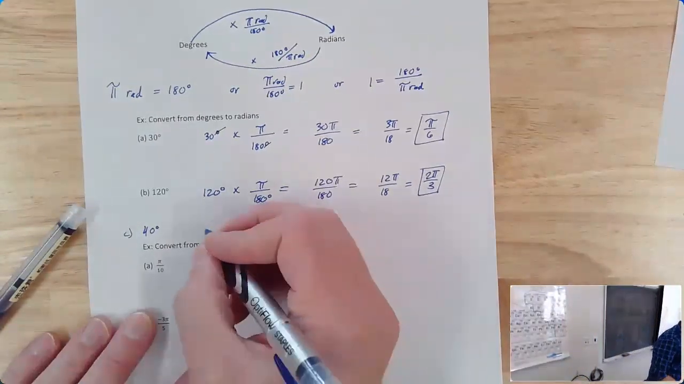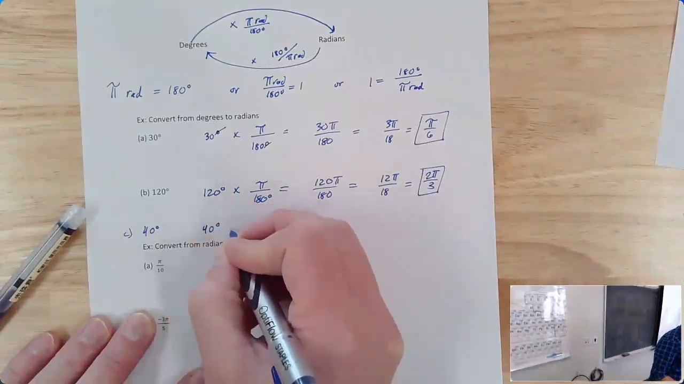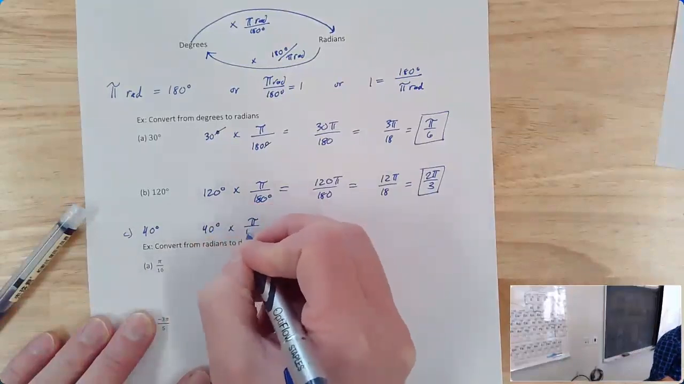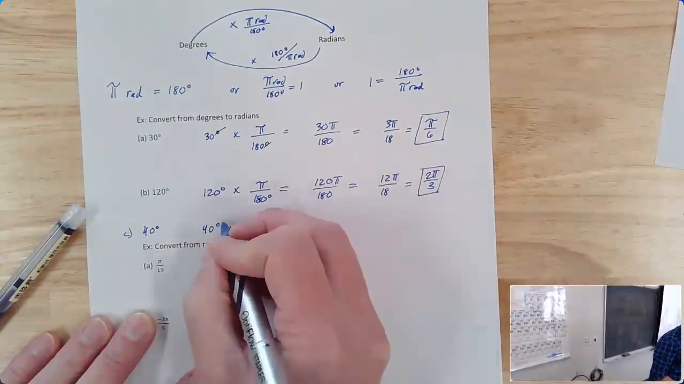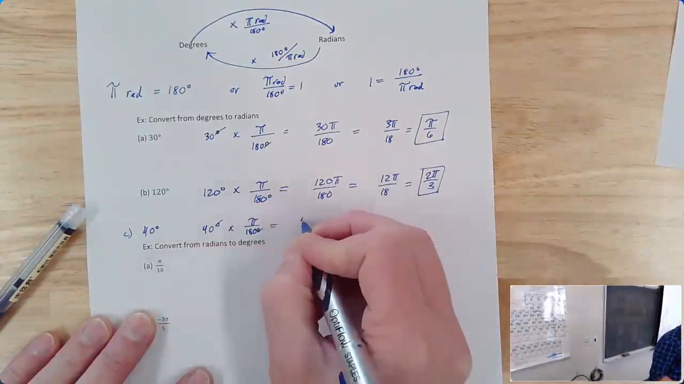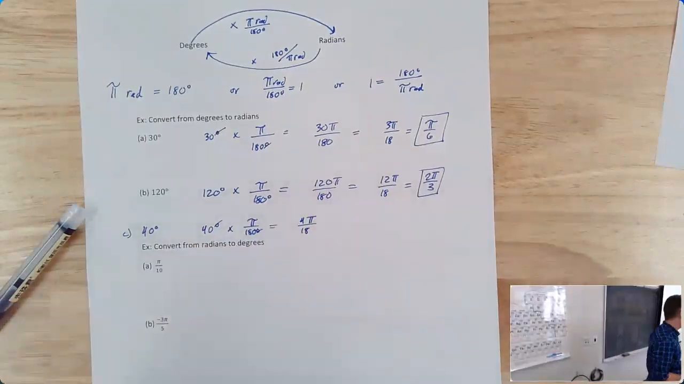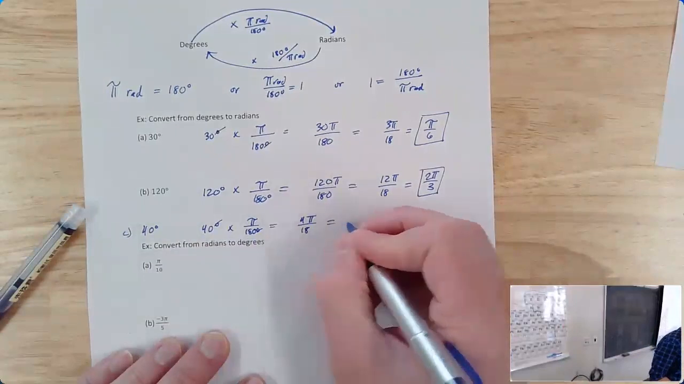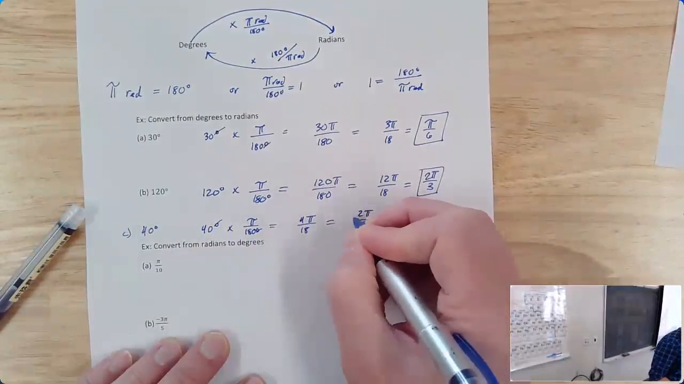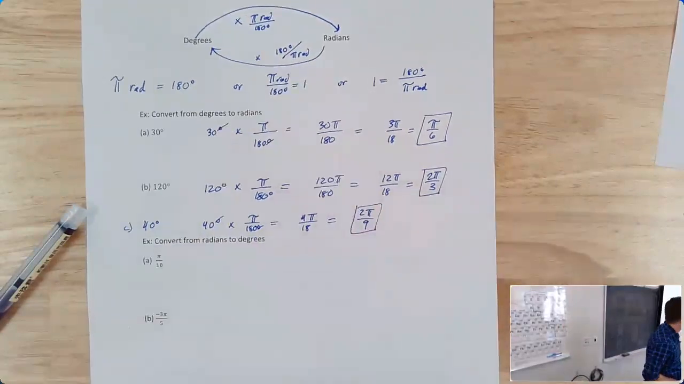So it should be similar. 40 times pi over 180. Degrees cancel. I'm going to cancel the zeros as well. I'm going to get 4 pi over 18, instead of writing 40 pi over 180. It's a pretty easy cancellation to do. And then I can reduce that to 2 pi over 9. And that's as far as I can go.